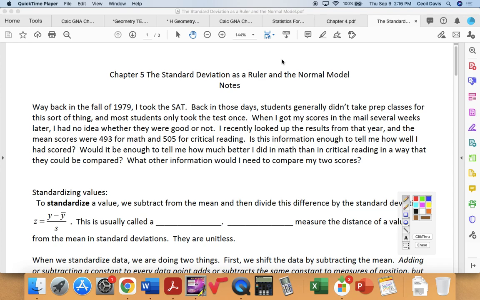All right, so I looked up the mean scores. The mean score for math that year was 493, and it was 505 for what at the time they called critical reading. Those were the only two sections they had. Is that enough information to let me know how well I scored? No, I can say I did better or worse than average, but that's about it. The question is, how much better or how much worse?